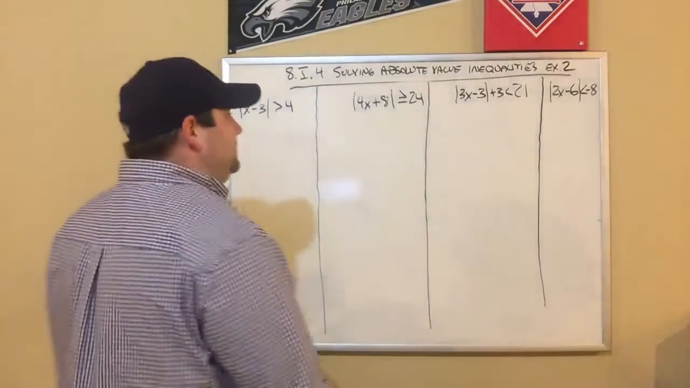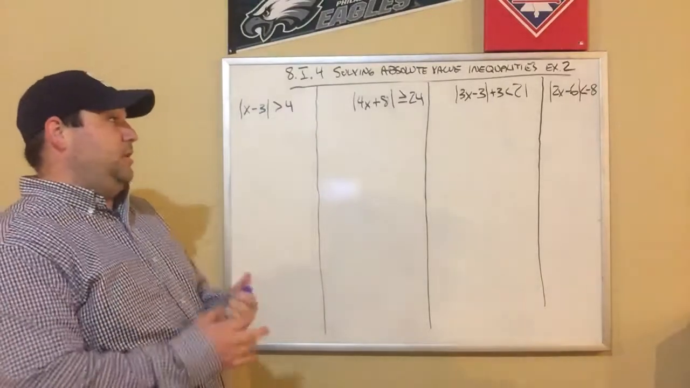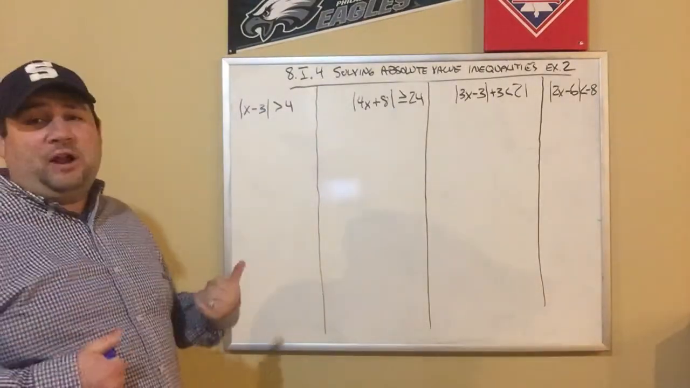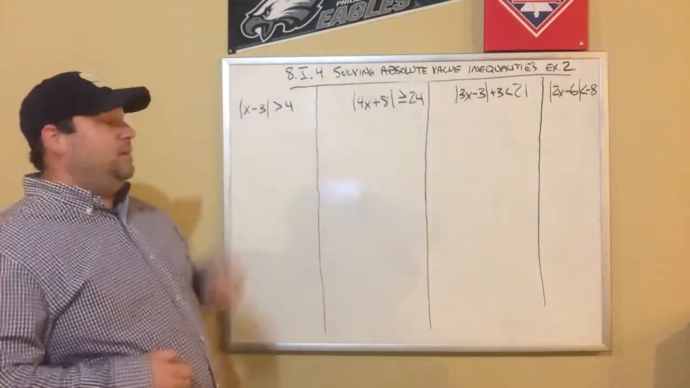All right, so we got example 2 on solving absolute value inequalities. I hope I got enough room on the board to do all 4 of these. So we have 4 more problems here. My first one says the absolute value of x minus 3 is greater than 4.